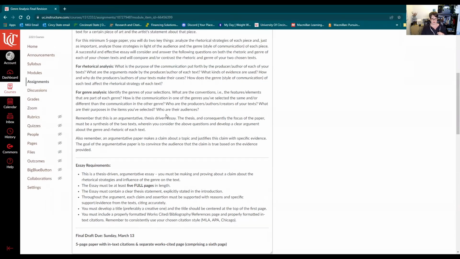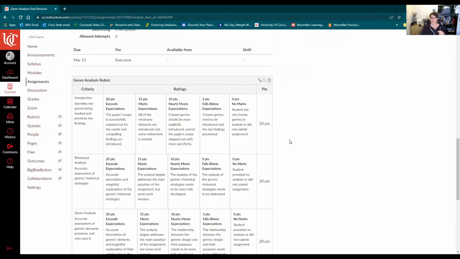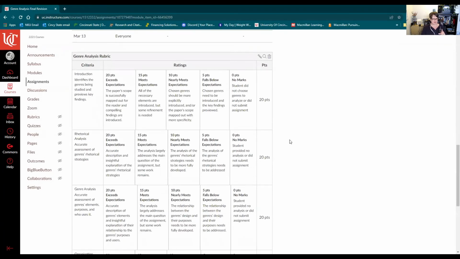Again, there are questions up here to help you frame your writing. And I do have a rubric. I told you that I would get the rubric up sometime during the week for the rough draft. So that rubric was up for the rough draft, and now we have the points attached.